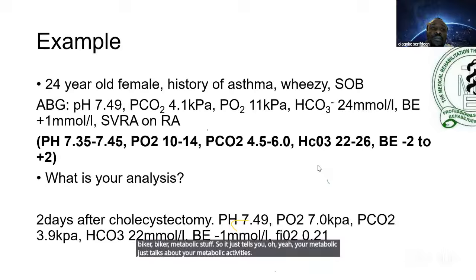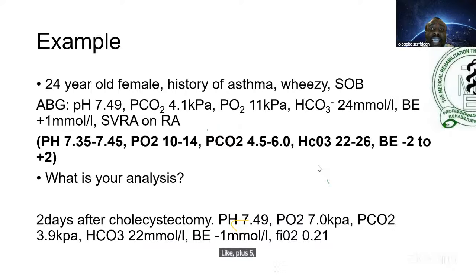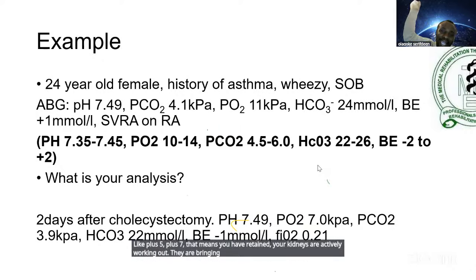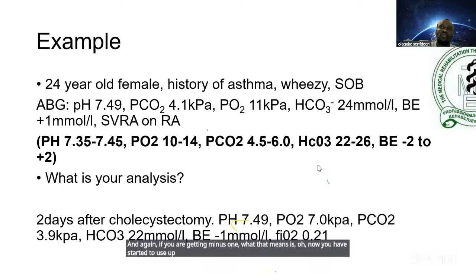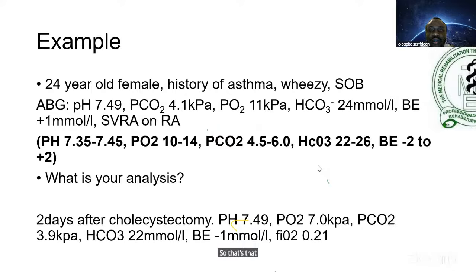If you have too much bicarb, like +5, +7, that means you have retained it; your kidneys are actively working. They are bringing more bicarb to your blood, reabsorbing it from your urine down into your blood. And if you are getting -1, it means you have started to use up that bicarb. You are using it to mop up the hydrogen. That's what that means. So that's that. Questions, guys? I hope I've answered that.